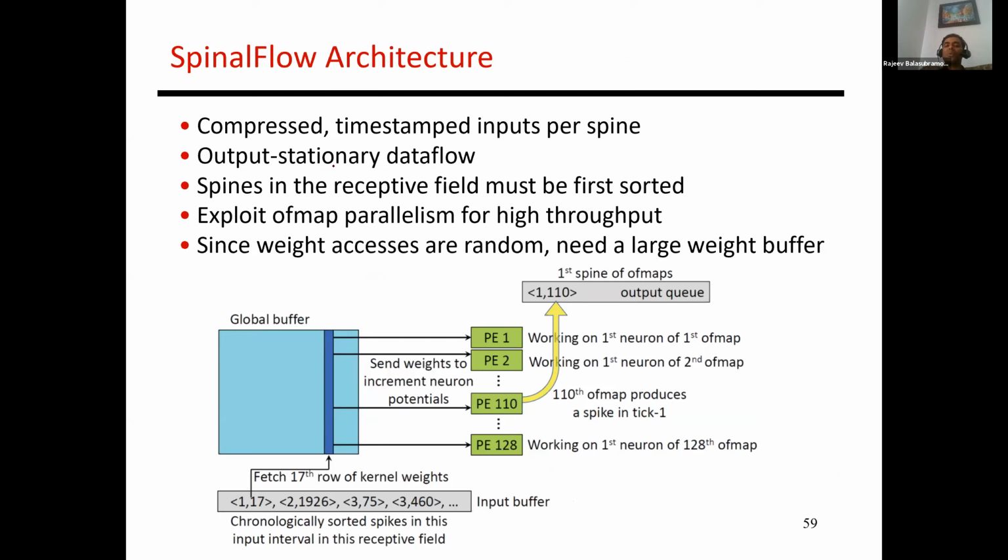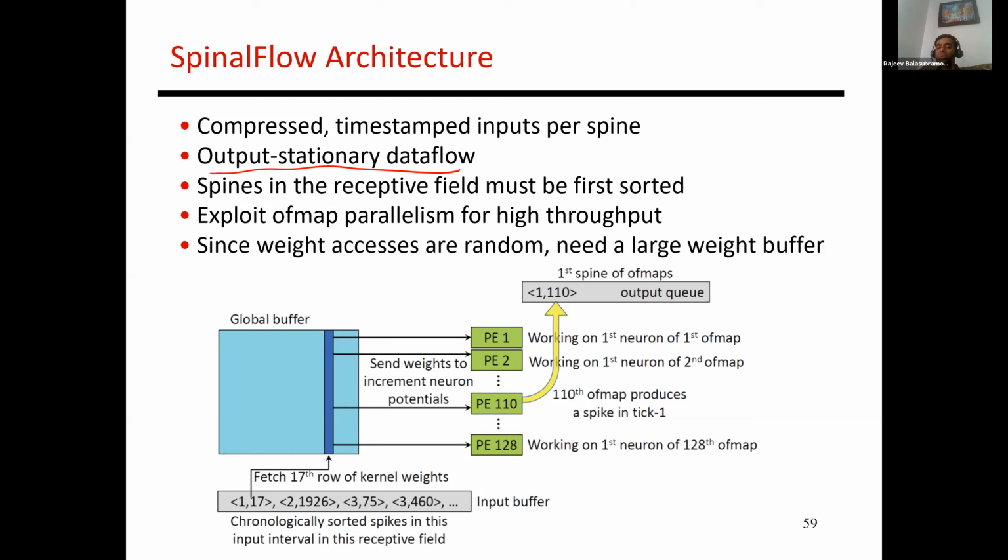So it uses an output stationary data flow, which means that instead of storing the neuron potential elsewhere, once we bring the neuron potential into a register, let's keep it there and do all the computations for that input interval. And that reduces the challenge with managing the neuron potential across several time steps.